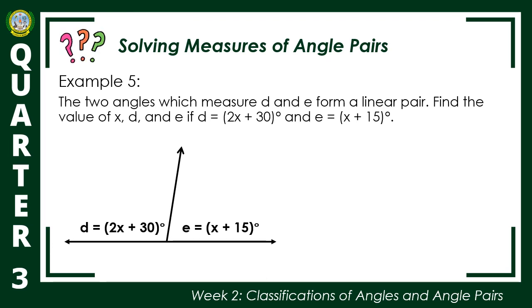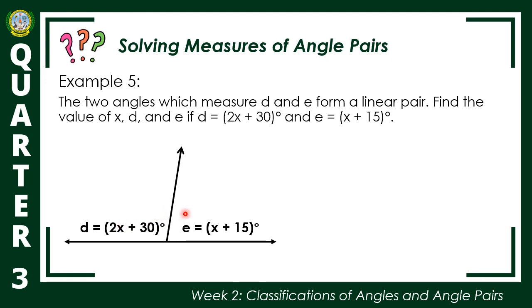Last example. The two angles here, which measure D and E, form a linear pair. So, as you can see naman, di ba, linear pair yung na-form. Find the value of x, D, and E if D is 2x plus 30 and E is x plus 15. So, since linear pair sila, that means supplementary yung dalawa. At kapag supplementary yung dalawang angles, automatic ang sum nila ay 180 degrees.